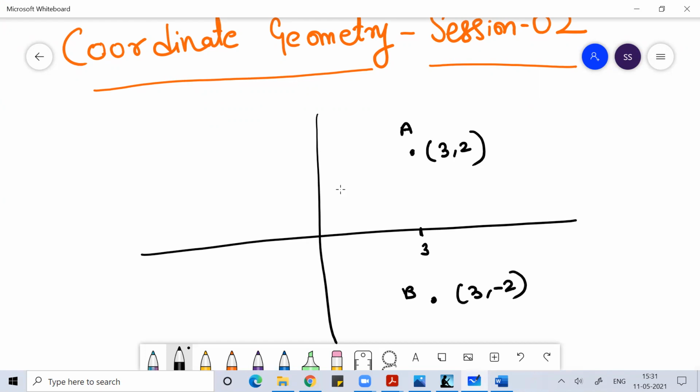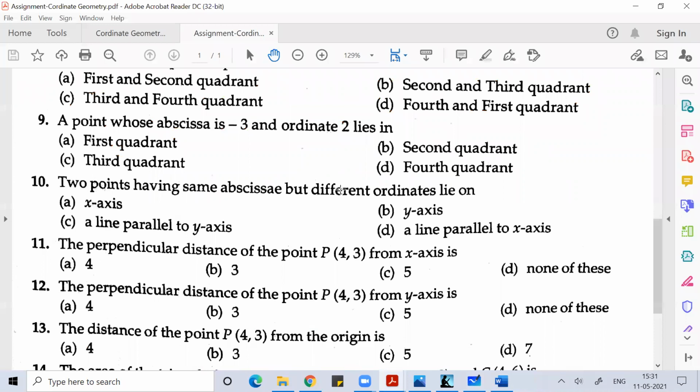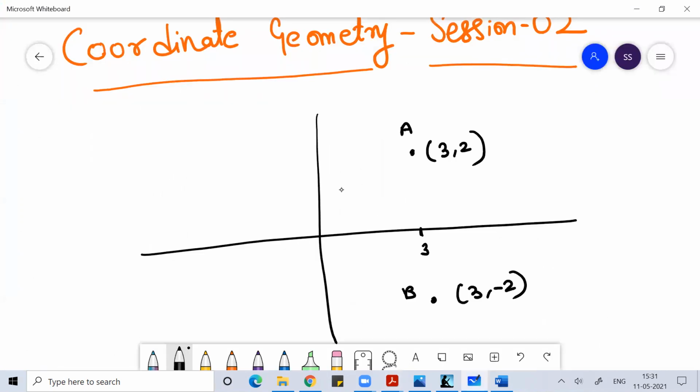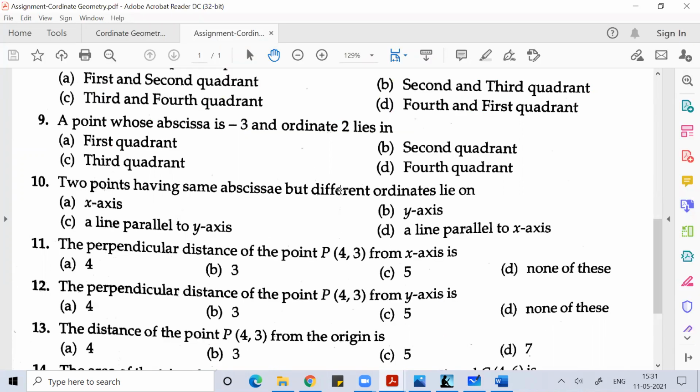So what is given here? Different ordinates, so where do they lie? They don't lie on the x-axis, correct? And they don't lie on the y-axis. So if I draw a line through these, is this line parallel to the x-axis? No, it is parallel to the y-axis, sir. So the line is parallel to the y-axis, and the answer is option C.